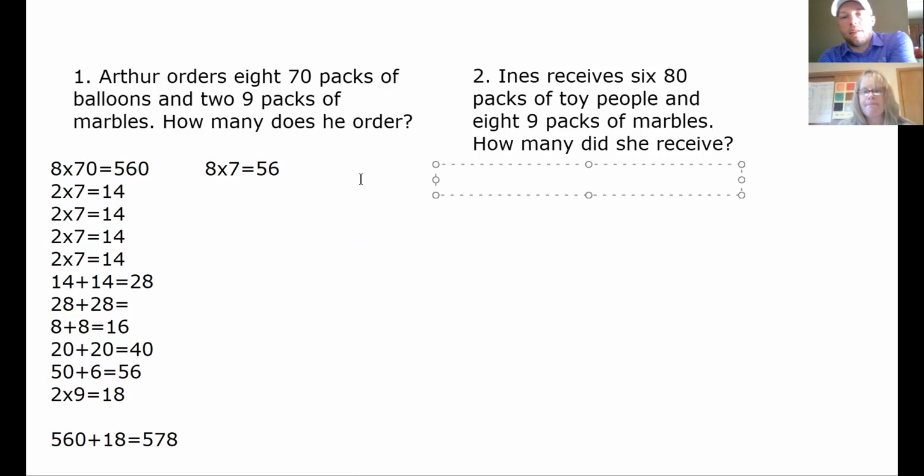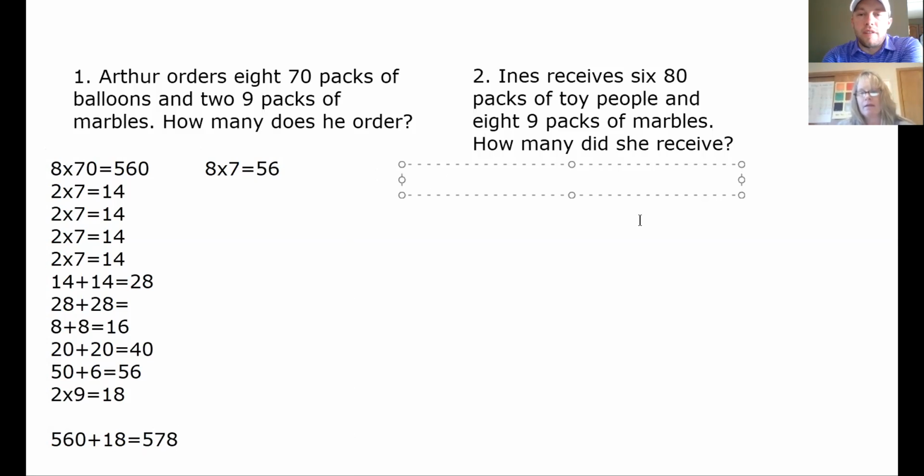All right. So number 2 says, is it Enos or Eins? Hope I'm pronouncing that correctly. Receives 680 packs of toy people and 8 9-packs of marbles. How many did she receive? So a couple of things that I see there is when you read these problems, there's a couple of parts. One of them is that word "and" right in the middle of the sentence, and that tells me that is my 2 parts to this.